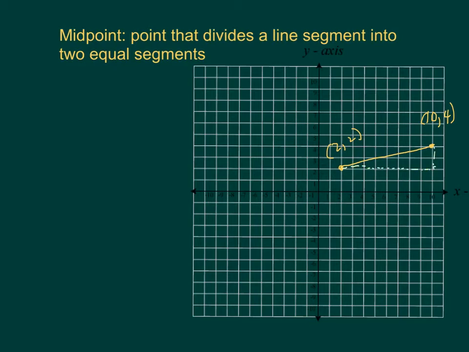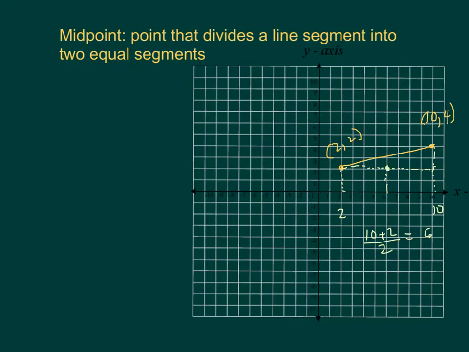If I were to find the middle of the x-coordinates, that's 2 and that's 10. What would be the middle of it? Well, I would just do 10 plus 2 divided by 2. That would give me 6. So you can see that at 6, that's the midpoint of the x-coordinates.